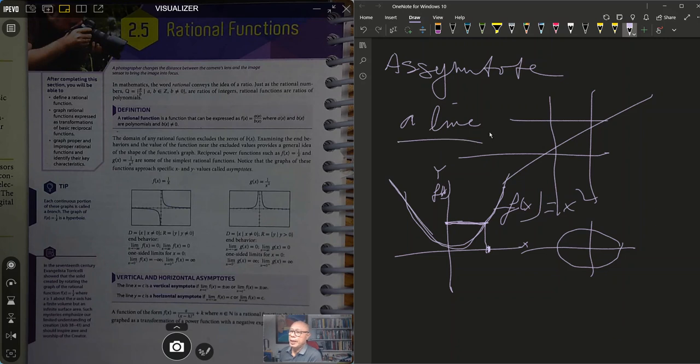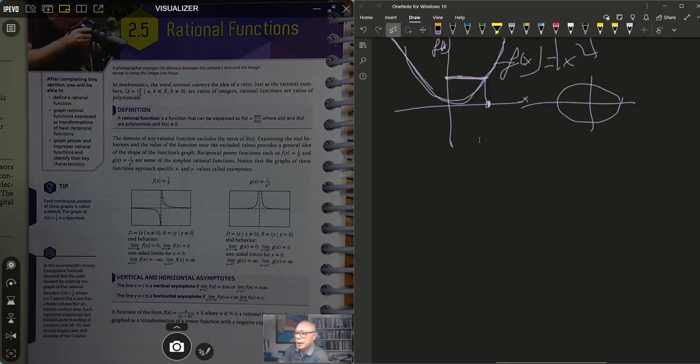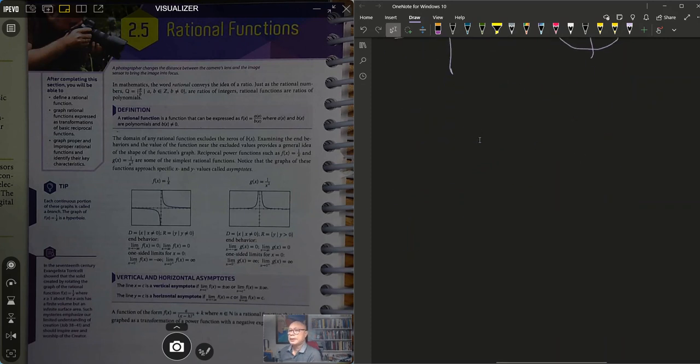So an asymptote is a line. A line could be vertical, horizontal, diagonal, or could be a curve. A curved line, horizontal line, vertical line. Asymptote is a line. Let's start with the vertical asymptote.